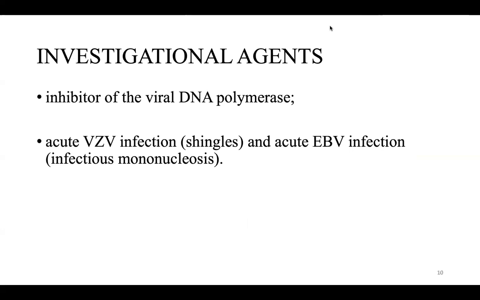Valomaciclovir is an inhibitor of the viral DNA polymerase. It is currently under clinical evaluation for the treatment of patients with acute herpes zoster infection, shingles, and acute Epstein-Barr viral infection, infectious mononucleosis.